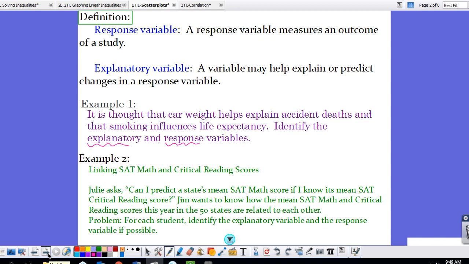All right, so you know response and explanatory variable, we talked about it in the last unit, you just have to be careful not to use independent and dependent variables. Part of your job in your discussion post or your discussion write-up is you're going to look at both of these examples and decide what the explanatory and the response variables are for example 1 and 2.